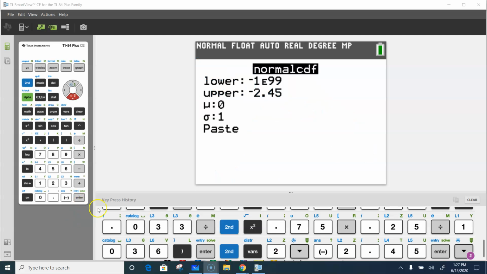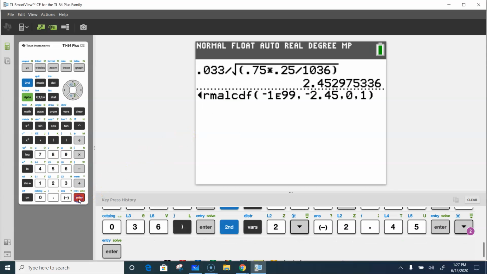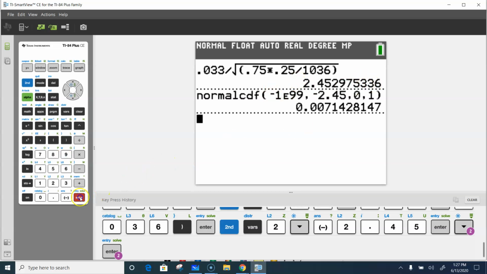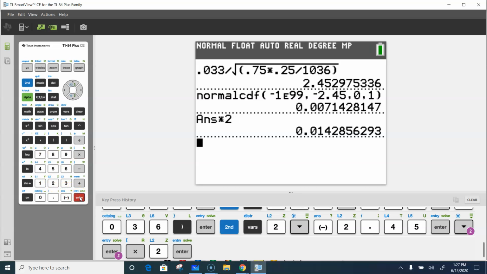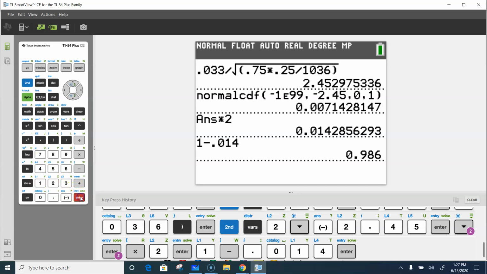Depending what kind of calculator you have, maybe it looks something like this, or you just do normal CDF. Negative 100 is what I had typed on our previous screen, up to negative 2.45, and I get 0.007. Well, let's double that. That's one tail, so let's multiply that by 2, and I get 0.014. So let's subtract that from 1. 1 minus 0.014, and I get 98.6%. That would be my confidence level.